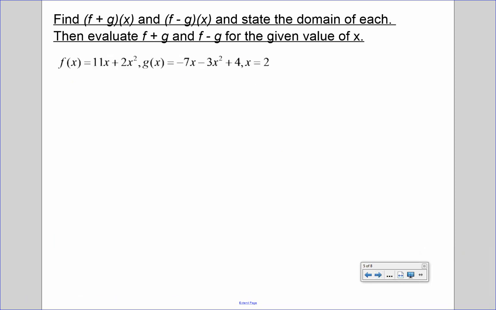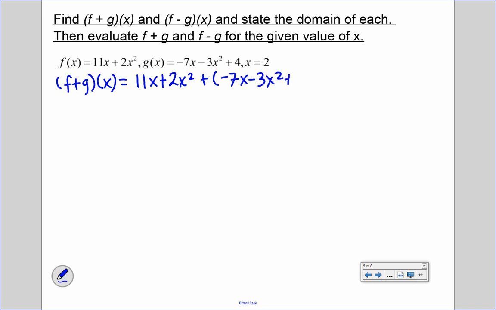Okay, this next one, same thing. We're going to find f plus g of x and f minus g of x. We're going to state the domain of each and then evaluate for the given value of x. So let's do f plus g first. So we get 11x plus 2x squared plus negative 7x minus 3x squared plus 4. We can combine our like terms. And what we're going to get for that one is a negative x squared plus 4x plus 4.